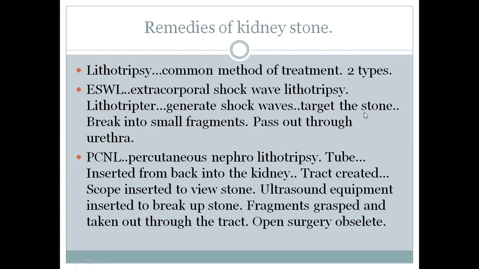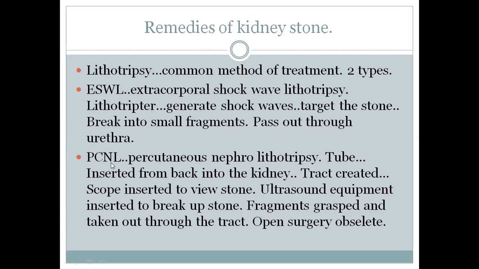Now, how do we see the position of the stone? We see the position of the stone through an ultrasound machine. And then we mark the position, and then it breaks the stone into very small fragments, and these small fragments pass out through the urethra. क्या है ये ESWL, extracorporeal shock wave lithotripsy, बाहर से जोर लगाना.